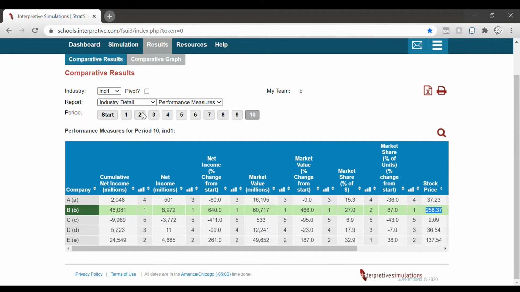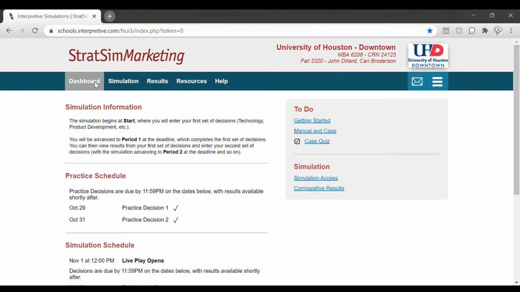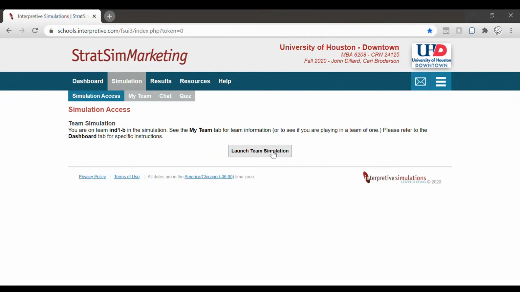If we compare it to the other class, we also did fairly well against them. So let's move on with the simulation itself.